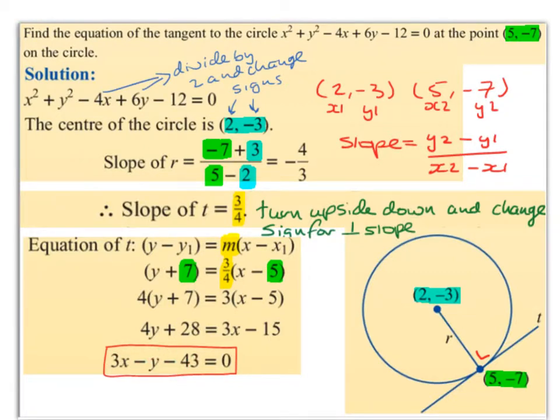So here's our circle. Here's our centre, 2, minus 3. Here's our radius. This is the tangent. This is the equation that we were trying to find. This is the point of tangency, 5, minus 7. So the equation of this tangent is 3x minus y minus 43 equals 0.